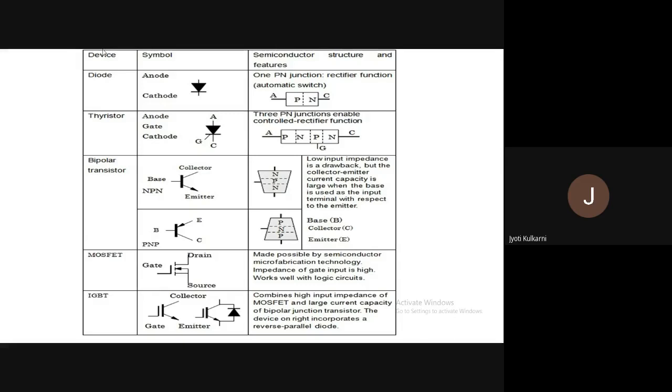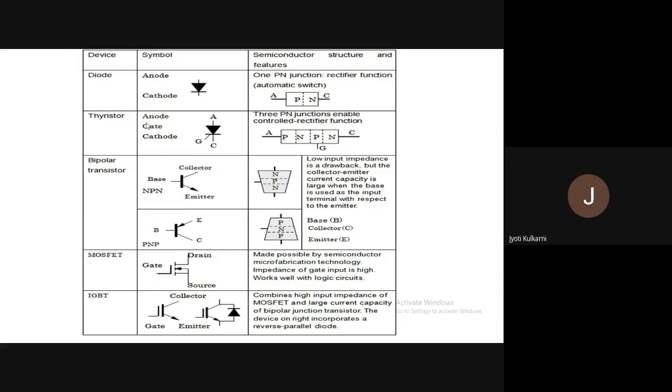Diode and thyristor. Yes, gate terminal. Yes. What is the use of gate terminal, Rajesh? Controlling. Yes, very good, very good. Controlling purpose. So diode is an uncontrolled device, right? And SCR is a controlled device.